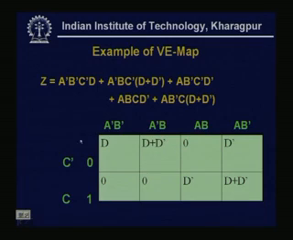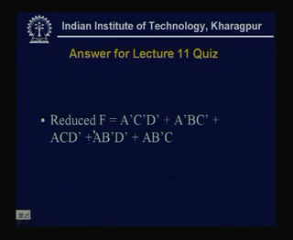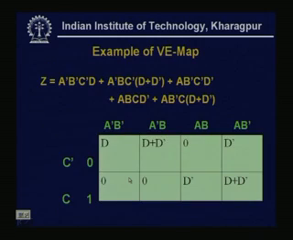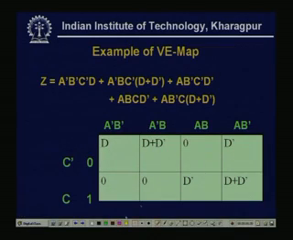Now we see the reduced function. The reduced function will be A'C'D'. How is this A'C'D'? When we take this couple, this D and the adjacent D, it becomes A'C'D. So this couple is A'C'D. Now this one reduces to A'BC', because D plus D' is 1. So A'BC'.